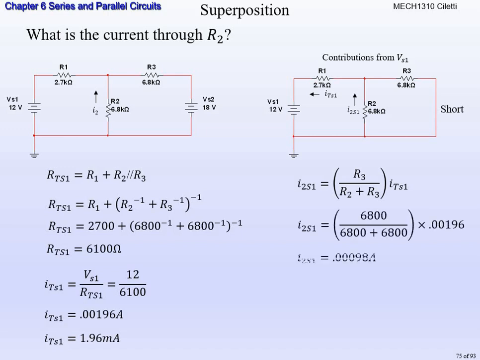So you can plug in the numbers, and we should know that the current I2 from source 1 is 980 microamps. You get 0.00098 amps. Don't use 0.98 milliamps, convert it to microamps. So it's 980 times 10 to the minus 6, which is 980 microamps. So that's the current that the voltage source 1 of 12 volts contributes to that resistor. So we're half done with the problem.